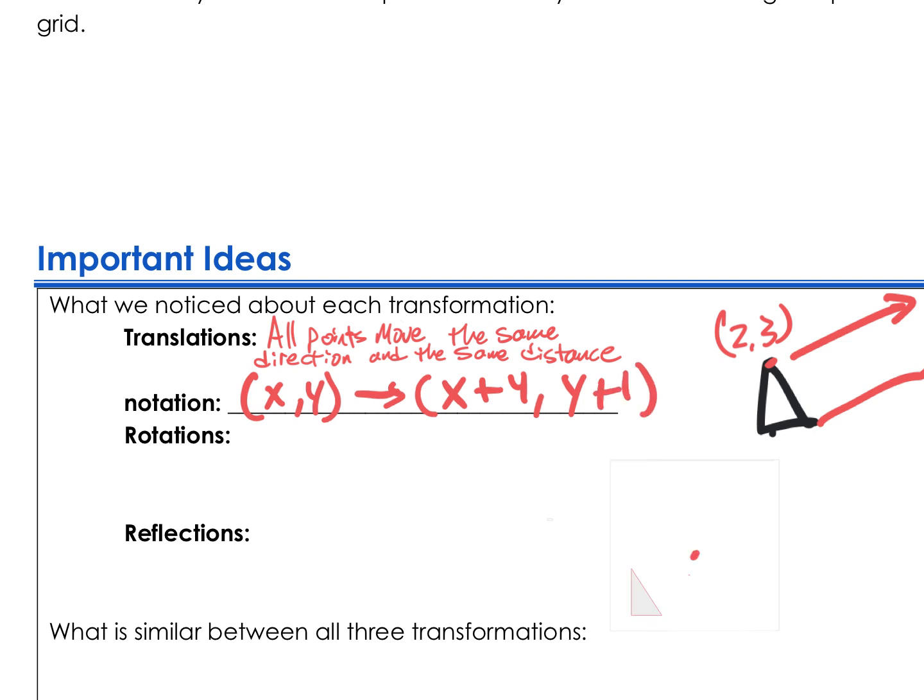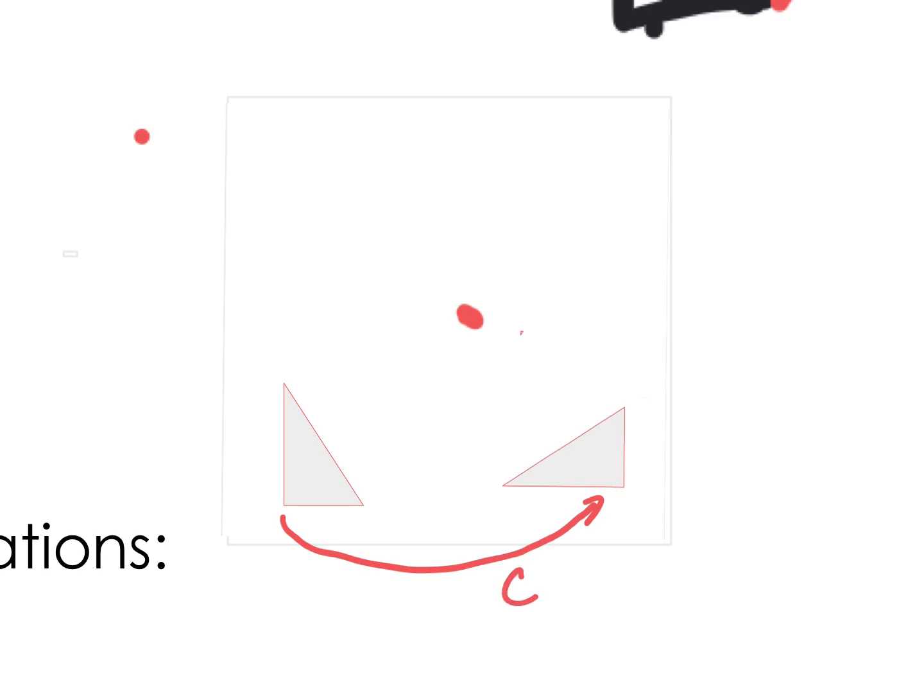Now let's look at a rotation. A rotation takes an object like this triangle and rotates it around a point. It takes all the points and rotates them a certain number of degrees around that point. Here we rotated this way, which would be counterclockwise. Clockwise would go the other way, and counterclockwise goes to the left. We would call this a 90-degree rotation.